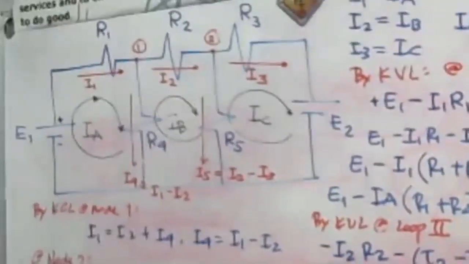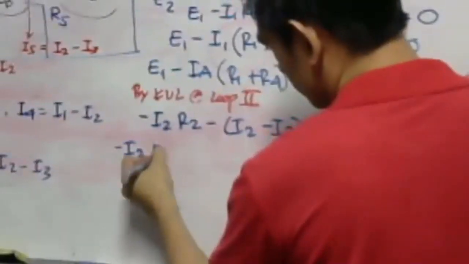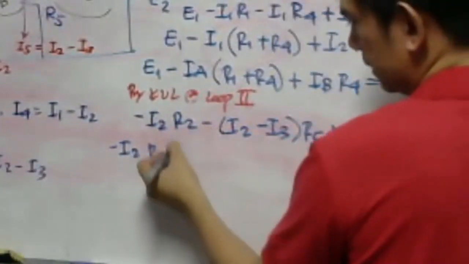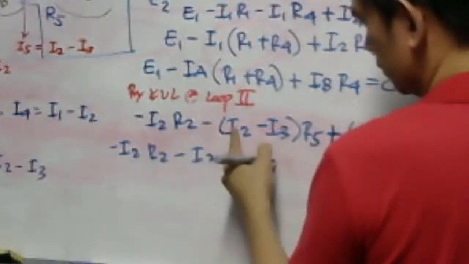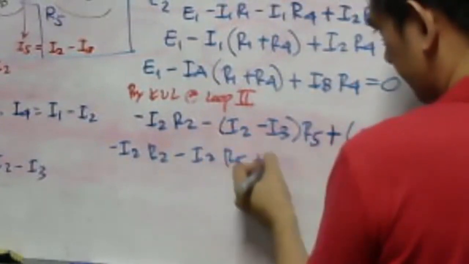So, let us simplify further this equation. So, we have negative I sub 2, R sub 2. Let us distribute the negative. This is negative I sub 2. Then, we have here R sub 5, negative, negative, positive.